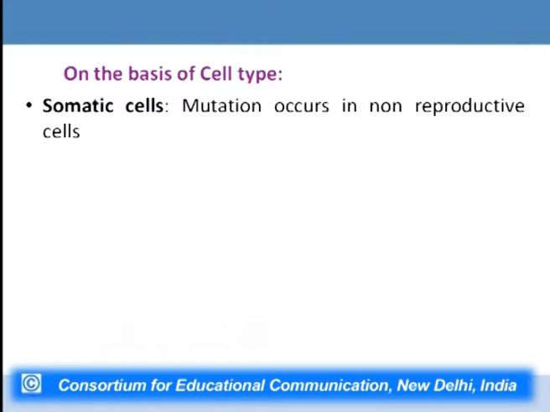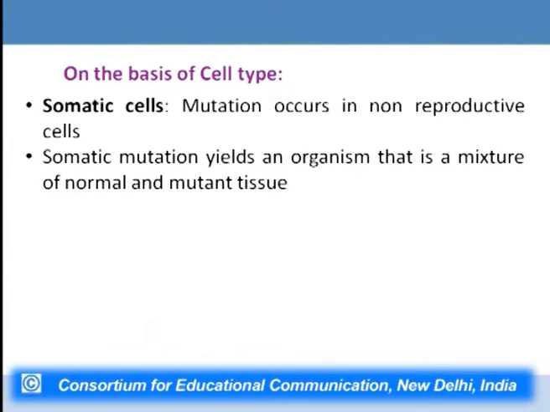Now, on the basis of cell type, mutation could be occurring in somatic cells or they could be occurring in germinal cells. If the mutations are occurring in somatic cells, then the mutation die with the organism. They are not passed on from one generation to next generation. But if the mutation occur in germinal cells, then they are passed from one generation to next generation.